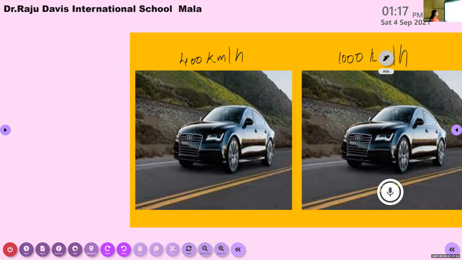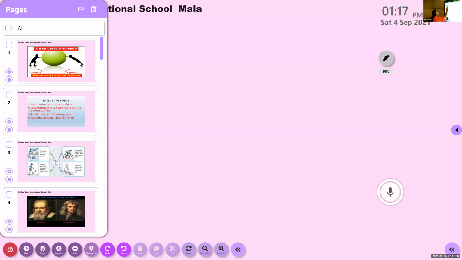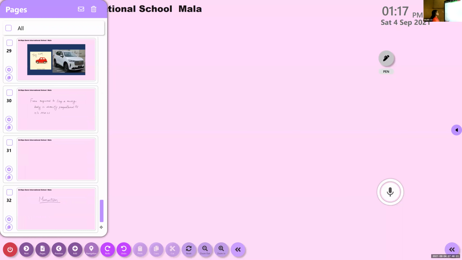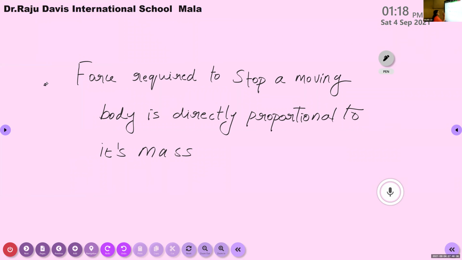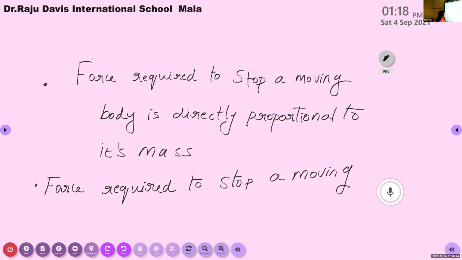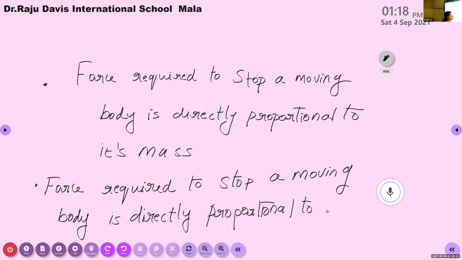So the conclusion that we draw from this figure, from the second case, is that the force required to stop a moving body is directly proportional to its velocity.